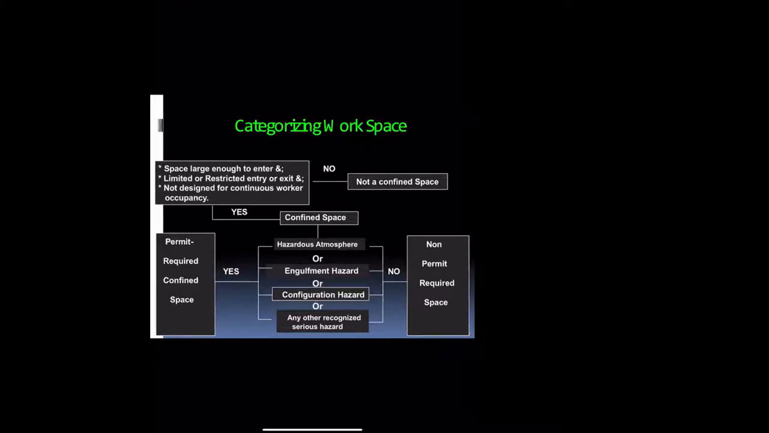The next one down says, is it a configuration hazard? You know, I've got to work on the electrical panel, but I have to walk through this giant metal fan blade assembly, or I've got to walk underneath a hydraulic door. Is it a configuration hazard to where if something happened, I could get caught in between, I could get struck by, I could get smashed, right?